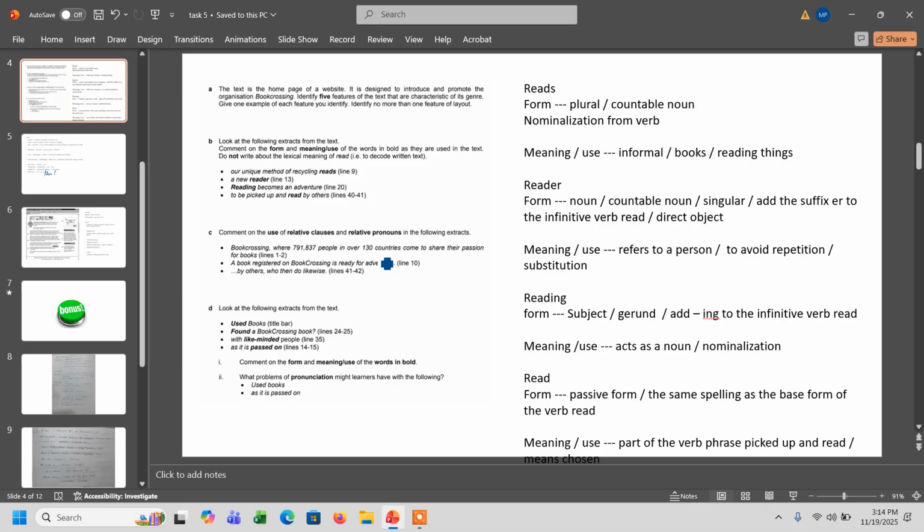The third one is asking about the use of relative clauses and relative pronouns. It's kind of challenging. Wait, so what can I add here?